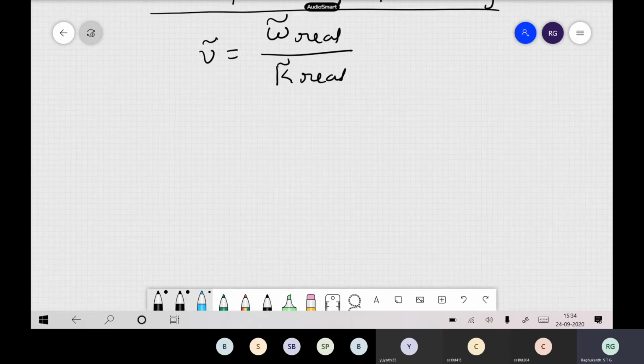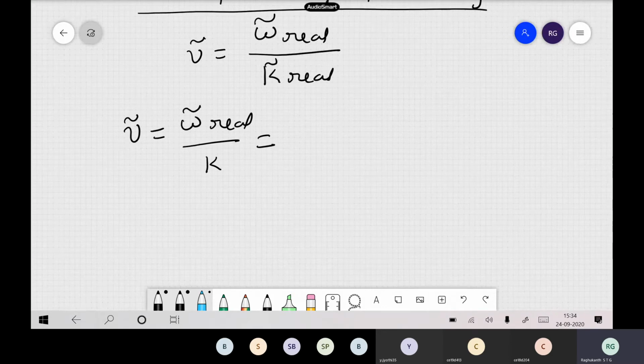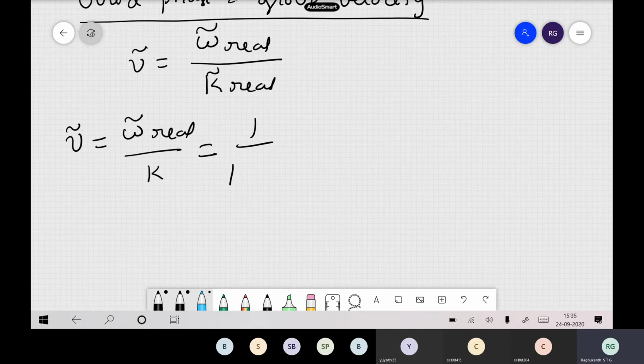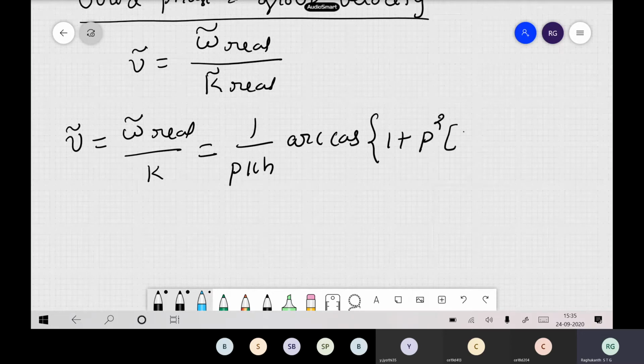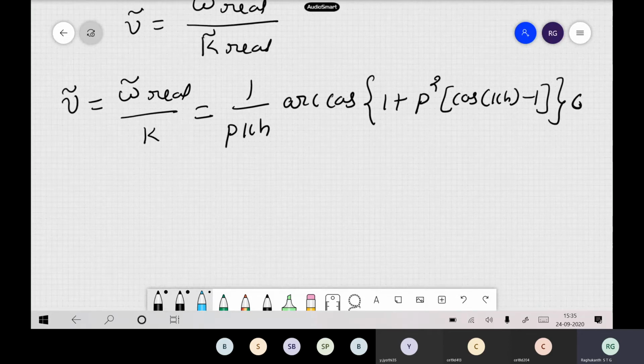So now we can write our grid dispersion velocity, omega real by k, with the same expression whatever we have written. You can write it in a nice format: p times k times h, square root of 1 plus p square, cos of k times h minus 1, multiplied by c. This is your analytical phase velocity.